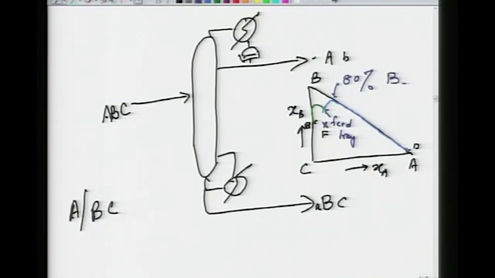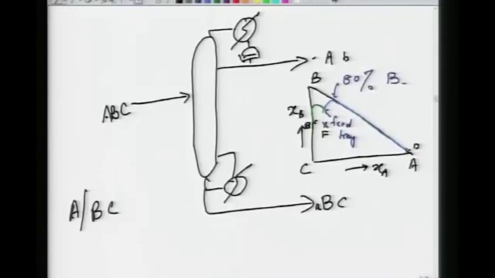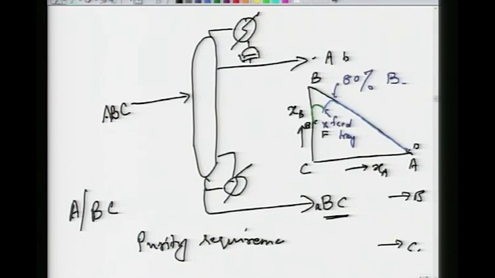Okay. I may have a processing situation where, if I want to produce pure A, pure B, pure C, the only way of doing that is, if this is A and this is BC, then you take this BC stream, distill it further, and then you will get pure B and pure C. All right. I may have a situation where the purity requirement of B, which is the intermediate boiling component, is not very stringent.